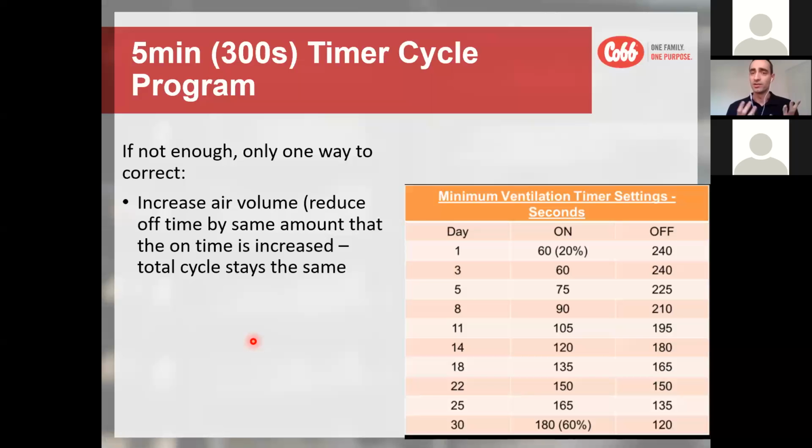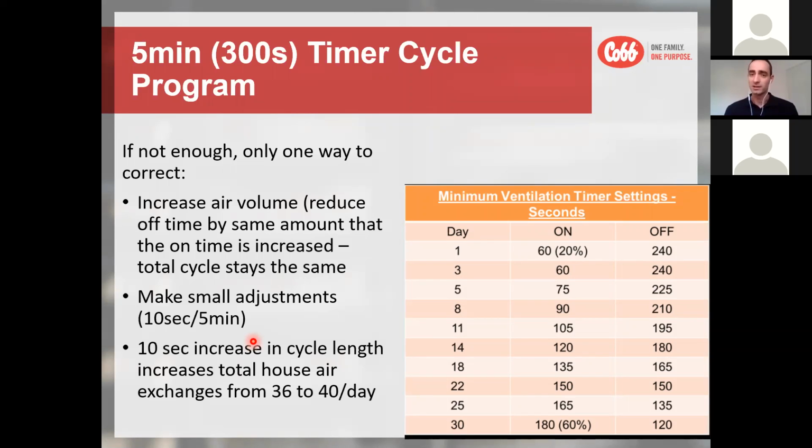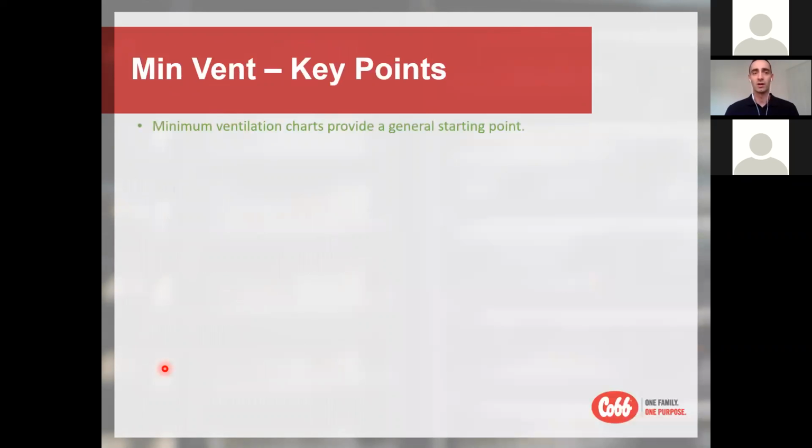And if it's not enough, if you're still seeing wet litter issues, if you're still getting high carbon dioxide, there's only one way to correct it, and that's increasing the air volume. So you reduce that off time by a set amount, and then you increase the on time by the same amount. And you want to do that in small adjustments. So just by increasing it by 10 seconds, that can increase the total air exchanges, say from, in this first example at day 1, from 36 to 40. So you get 4 extra air exchanges just by increasing your on time by 10 seconds. So do those small adjustments to help keep your litter dry and your carbon dioxide levels low.